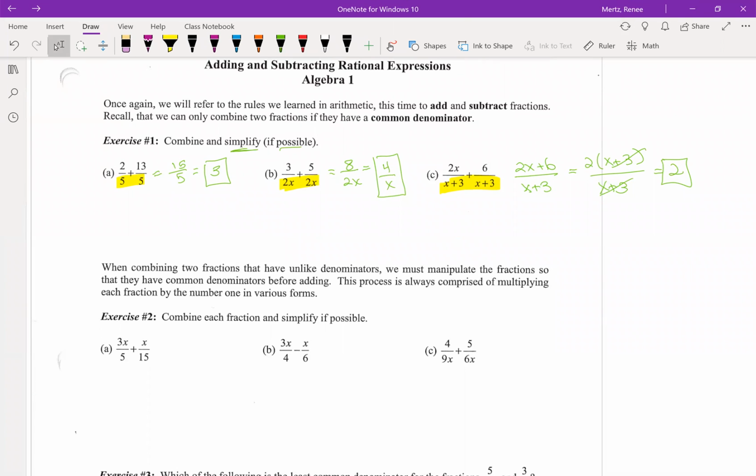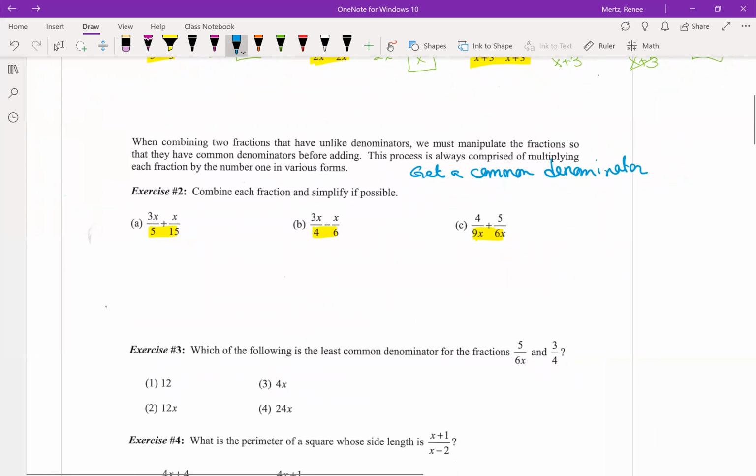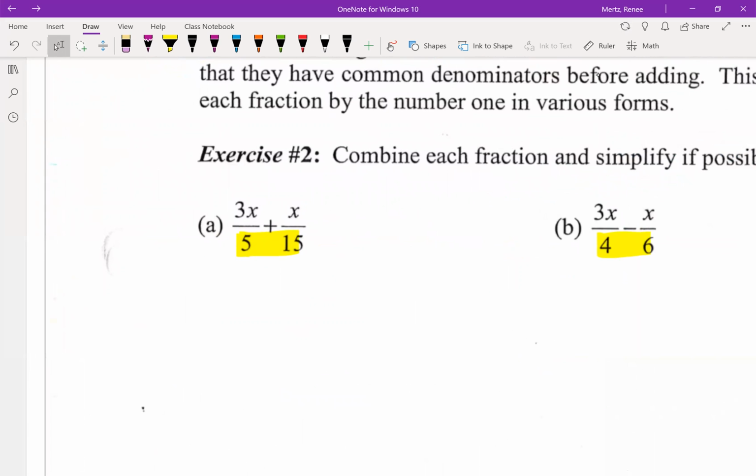So now we're going to do the same thing, except now our denominators aren't a match. So our first move is going to be to get a common denominator. We've done this already when we solved equations. We've worked on getting common denominators. So now we have to multiply the fractions by what they need.